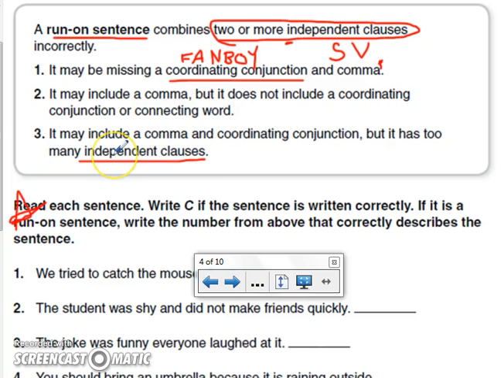The last thing you might have made a mistake on is, hey, you know what? You did a great job. You put a comma and you put a fanboy or a coordinating conjunction, but you know what you did wrong? You have way too many independent clauses. All right, so let's see what we can do today.